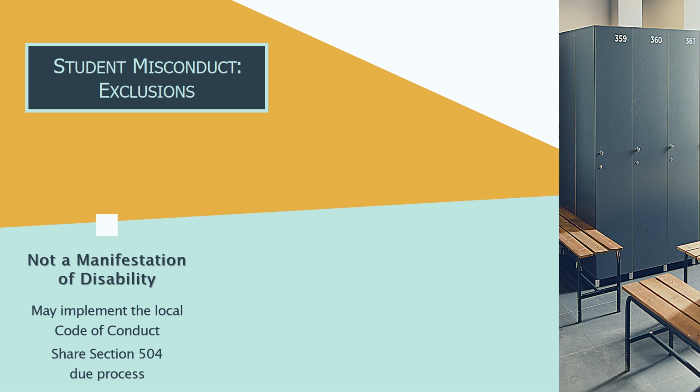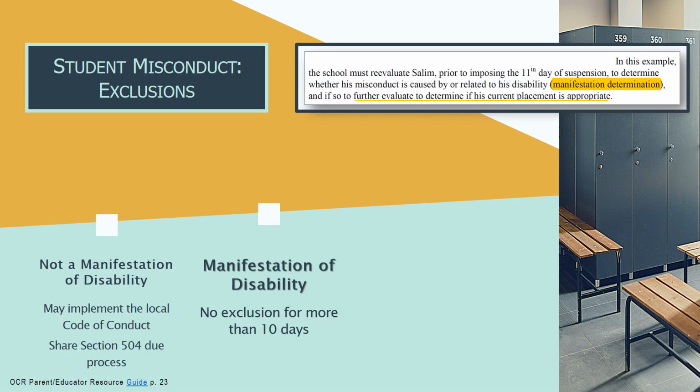seek external resolution avenues. If the Section 504 team finds that the misconduct was a manifestation of the student's disability, the student's exclusion from the educational program cannot take place. A suspension of more than 10 days or an expulsion would not be allowed, as this would be discriminatory due to the student's disability and deny them a free and appropriate public education. The Section 504 team should then continue their reevaluation.